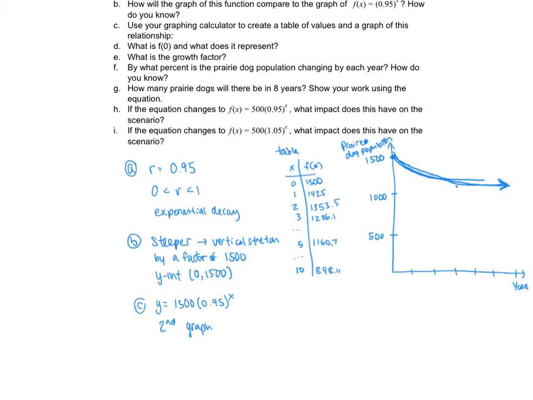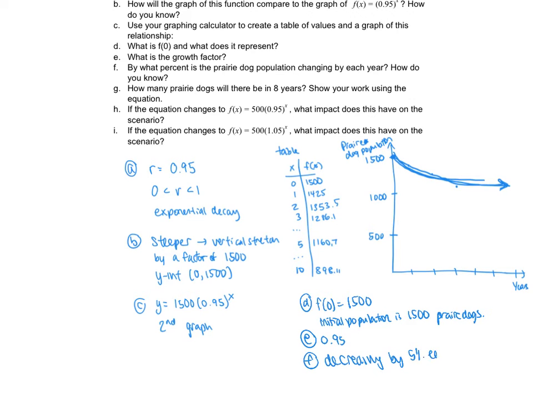Okay, D says, what is f of 0 and what does this represent? F of 0 is 1,500, and that means that the initial population is 1,500 prairie dogs. E, what is the growth factor? The growth factor is 0.95, which means that this is actually decaying. F, by what percentage is the prairie dog population changing? It is decreasing by 5% each year.